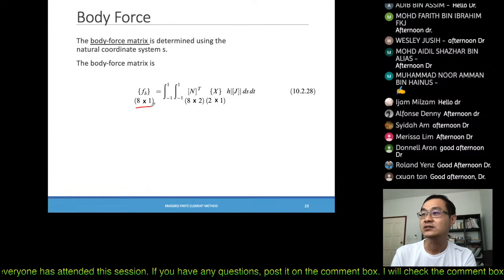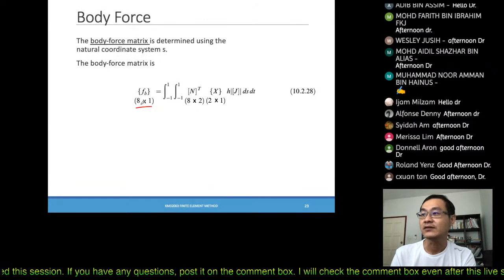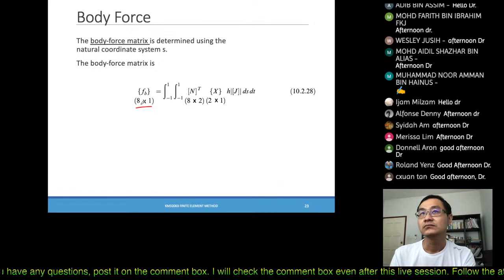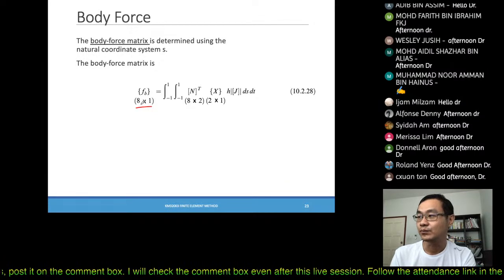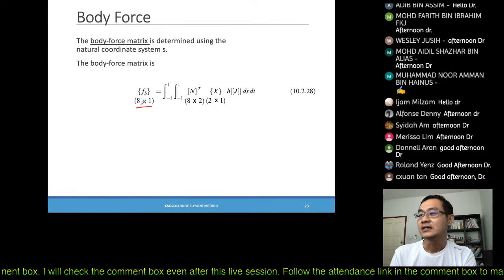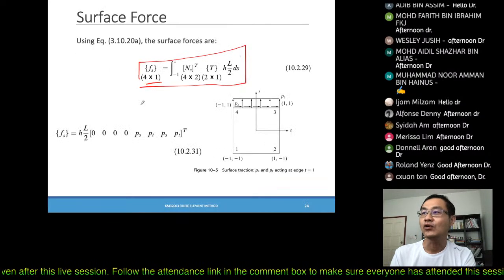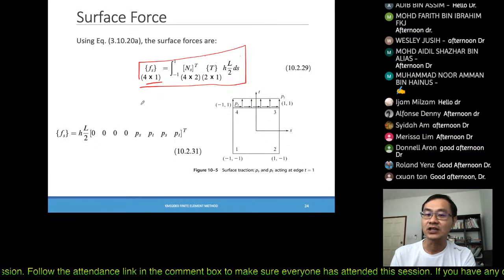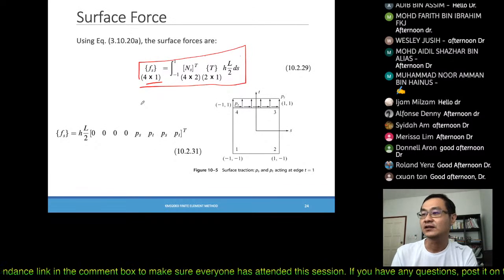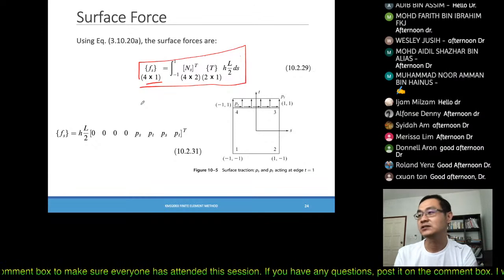Because there are points acting on the whole body, more than on the surface itself. Two times more than the surface itself, because there are 2 dimensions.